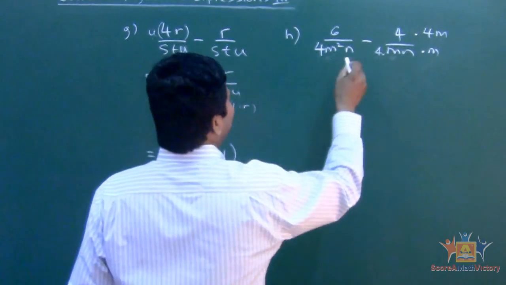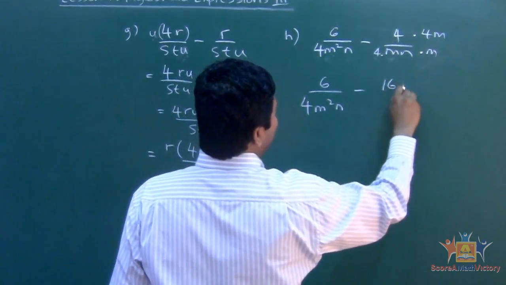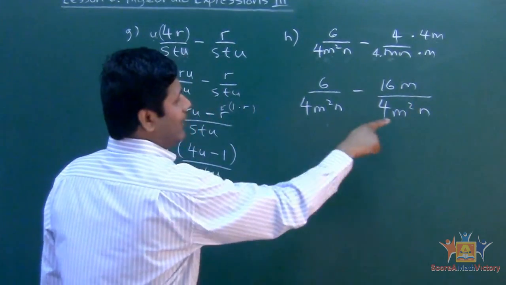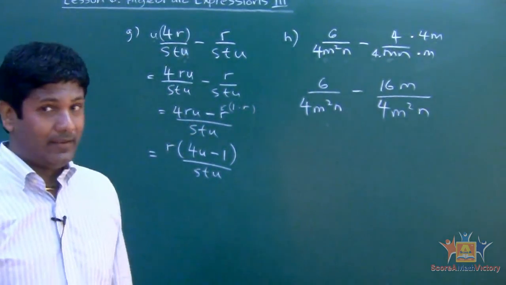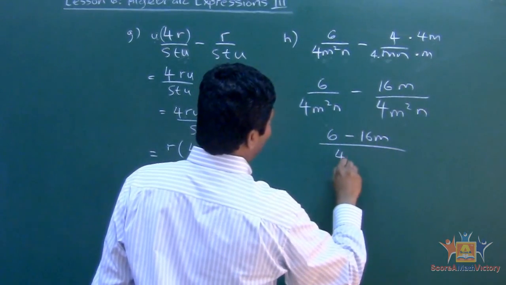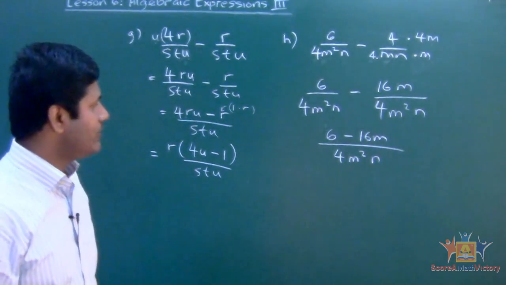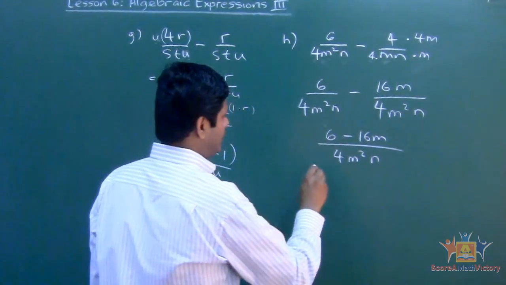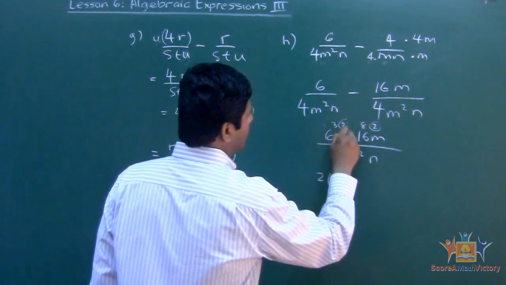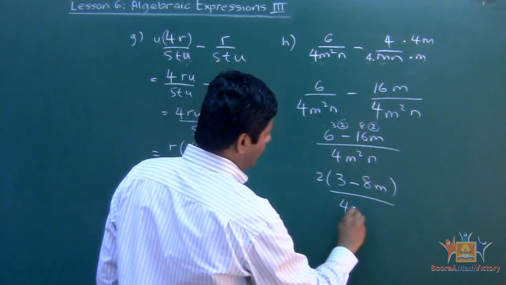Alright? Okay, good. So now let's rewrite: 6 over 4m squared n minus 4 times 4 is 16m, over 4m times m squared n. Now look at that, they're common. Now can I subtract them? Yes, I can combine them: 6 minus 16m over 4m squared n. Now am I done? Can I factor something out? I can factor 2 out of 6 and 16. Because this is 3 times 2 and this one is 8 times 2, I can take 2 out. So left is 3 minus 8m over 4m squared n.